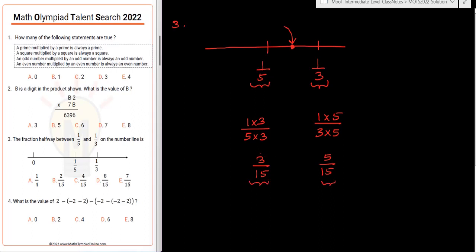What is the number exactly in between 3 and 5? Yes, that is 4 by 50. So that's our answer. The choice is C, 4 by 50.